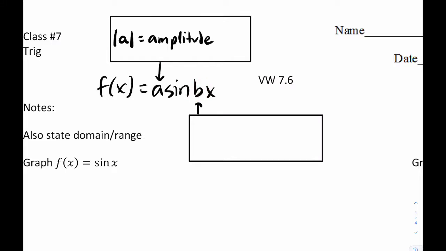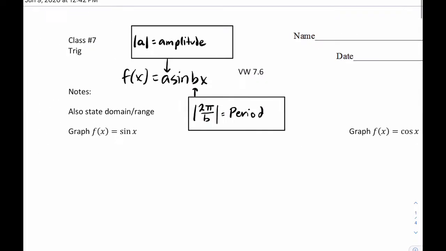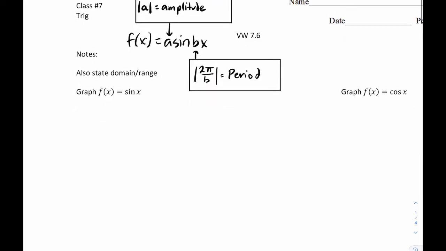And for the b, hopefully you realize from that worksheet that it relates to the period. And the relationship is this. The absolute value of 2 pi over b is equal to the period. So make sure you box that. That should be in a nice place in your notes. And we're going to start by graphing this basic sine graph.